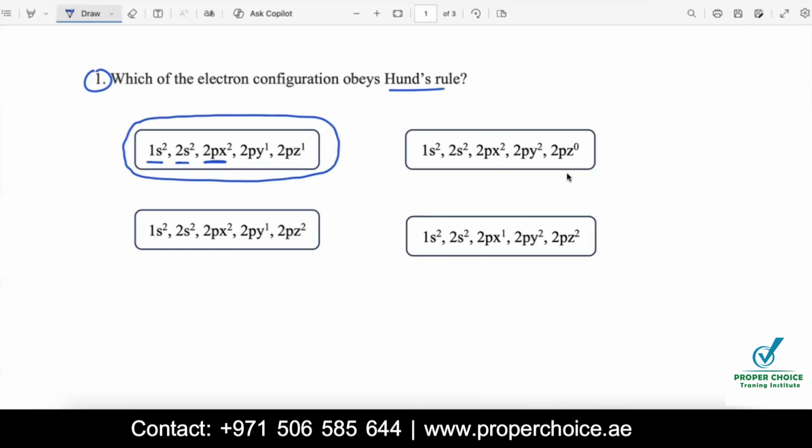The other three are not true, because in this one I cannot make y a double unless z has at least one. Here z is 0, so it cannot be paired unless it is singly occupied. Here also, you cannot put z as a double unless y has been paired. And here you cannot make a double with y and z unless x has been paired with double electrons. These are all wrong arrangements. This one is the right one.